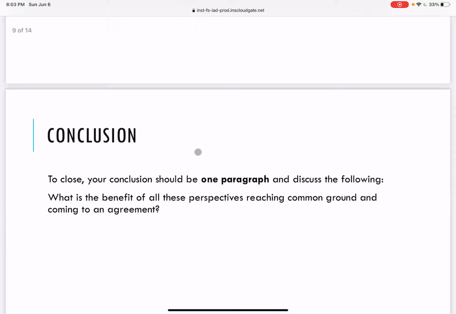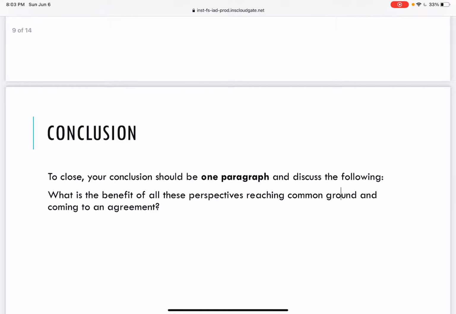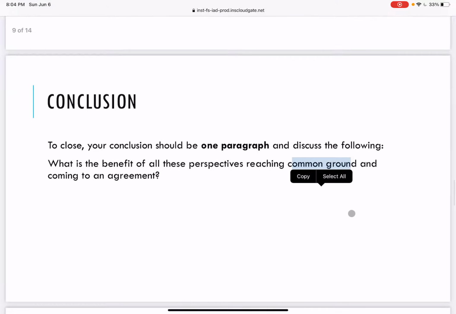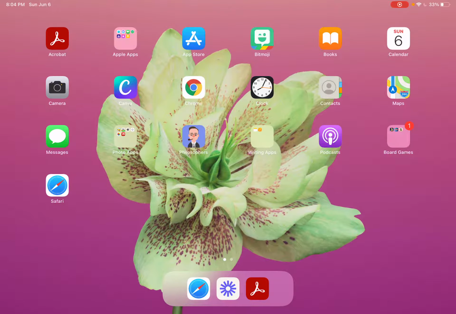Conclusion kind of just wraps the essay up, but mainly just brings that future outlook of the middle ground into perspective. Conclusion, one paragraph. You don't want any sources in here. Don't use any sources. Just what is the benefit of these perspectives? Meaning, why is the common ground that you just wrote about in the previous paragraph so important? Basically, it's called the so what. Why does this matter? Why should they come to an agreement instead of being divided?